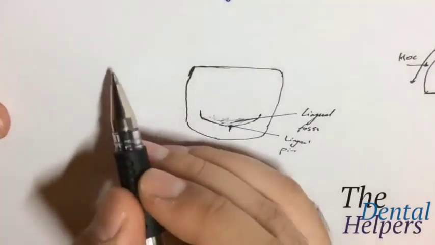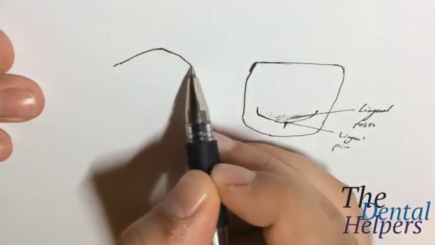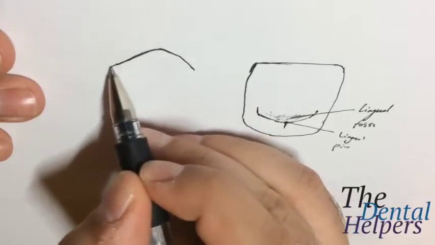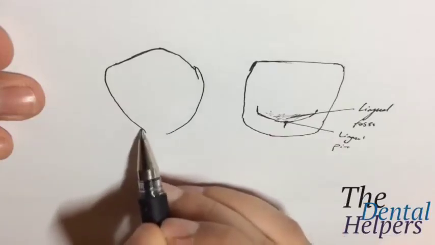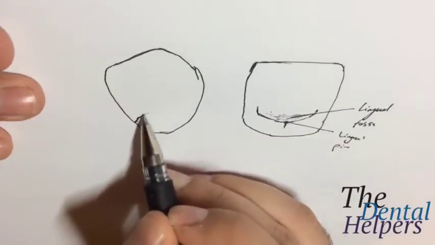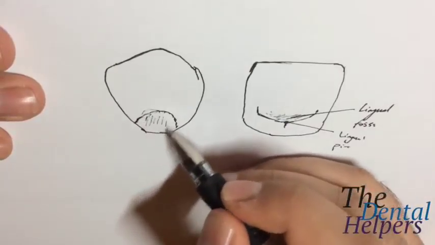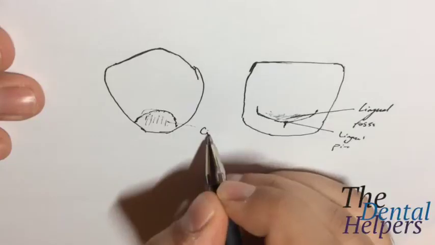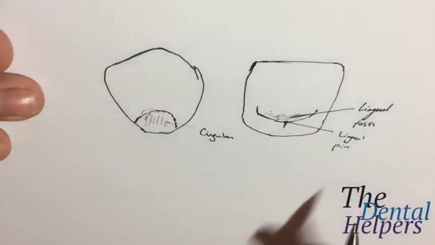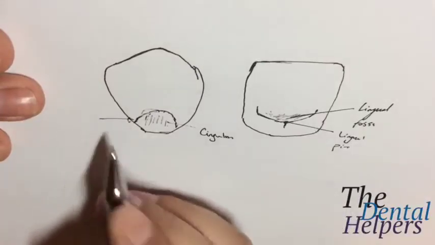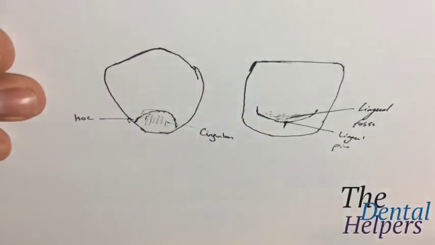So if we go back to this picture right here, actually, let me draw you a canine. That might be easier. So we have a canine right here. On our canine, we're going to have this bulge that shows up. And the bulge is what's called the cingulum. So if we were to look at the lingual surface of the anterior, this area right here would be the height of contour. And if you think about it, this bulge is going to be the fattest point sticking out.